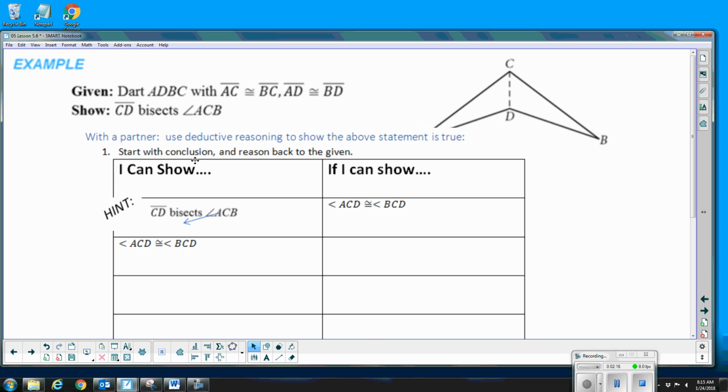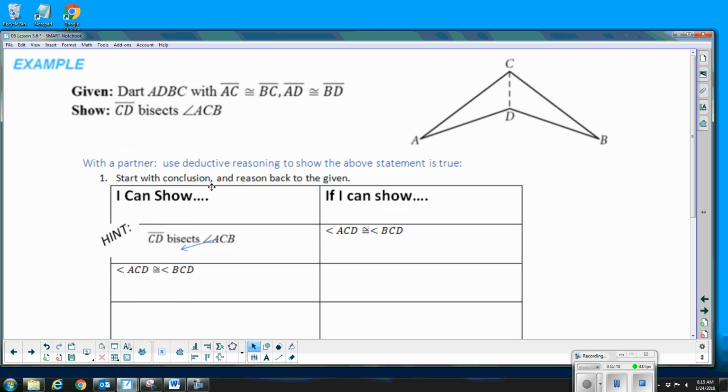Okay, so in this example, we're going to look at this dart ADBC. So again, this has the same properties of a kite in that it has two pairs of consecutive congruent sides, but it's concave. It's not a convex polygon like the other kites that we've been working with.